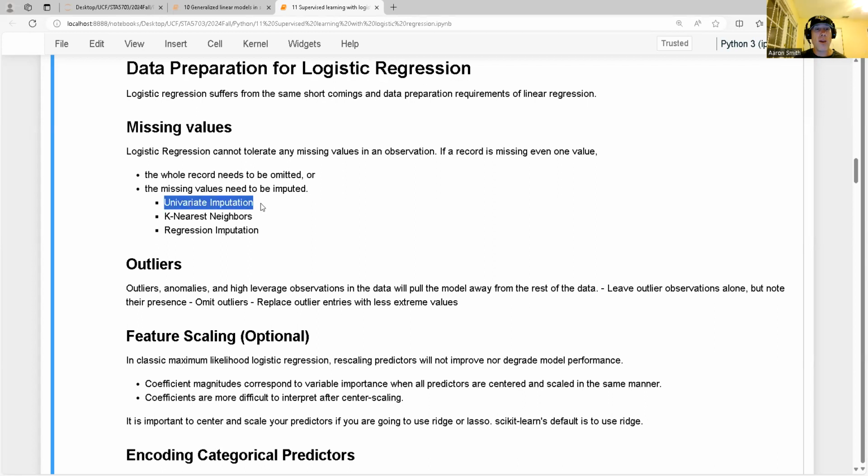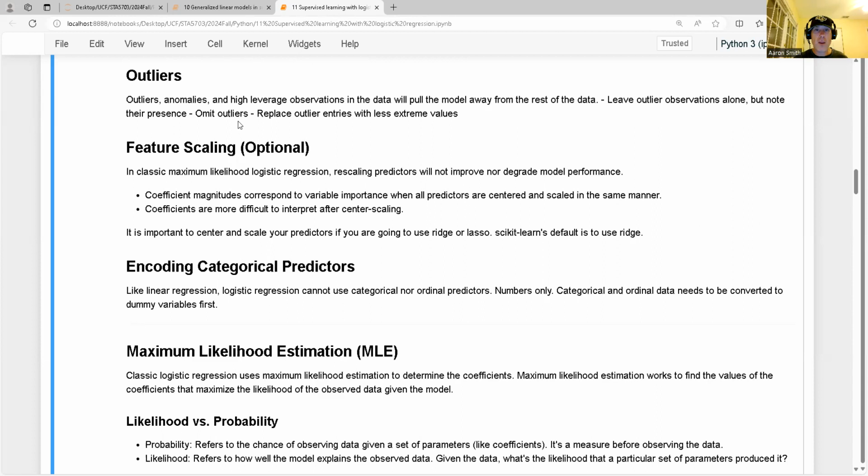My boss likes univariate imputation because he likes to know the exact value that's going in there. He doesn't want any ambiguity in it. He likes to really know what's going on. I disagree with him. I like other techniques, such as tree-based or k-nearest neighbors imputation, but whatever. It's all good. Now, outliers, just like in linear regression, logistic regression is going to have problems with outliers.